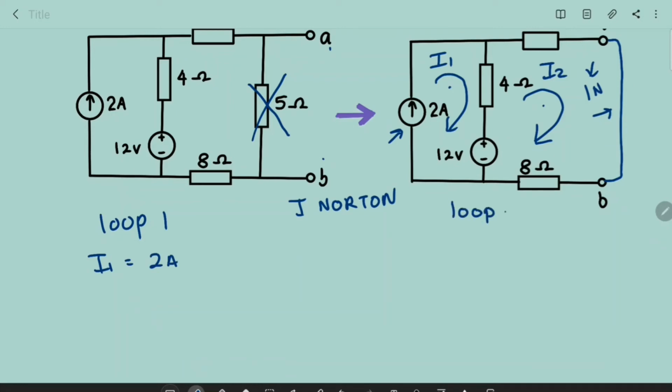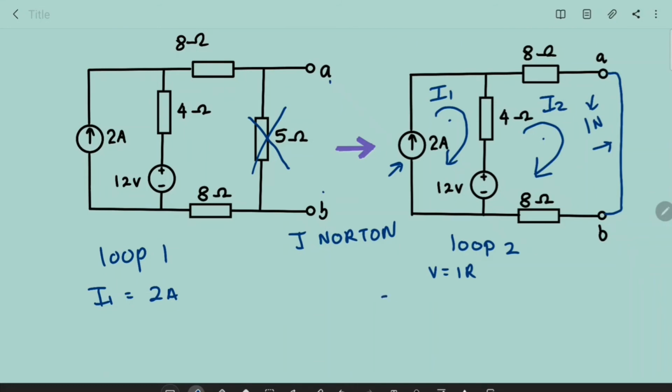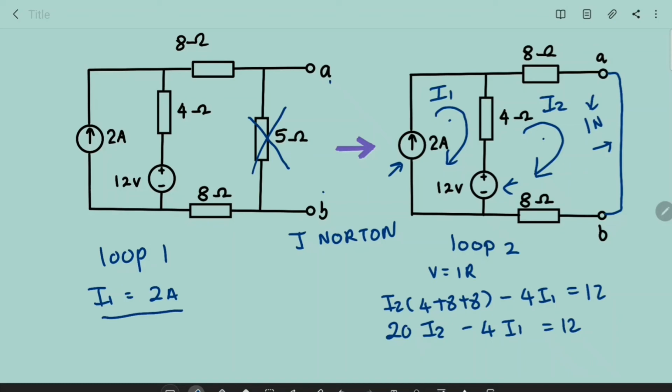For loop 2, we can create the equation by using the V equals IR formula, which is Kirchhoff's law. So it will become I2 times the total resistance for loop 2, which is 4 plus 8 plus 8, minus 4 I1, since I1 direction is opposite of I2, equals 12, which is this one. So 20 I2 minus 4 I1 equals 12. We know the value of I1, so we just substitute. We get I2 equals 1A. From the circuit, we know that I2 equals I Norton, so I Norton equals 1 ampere.